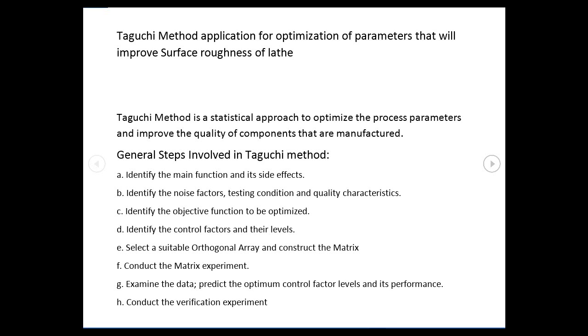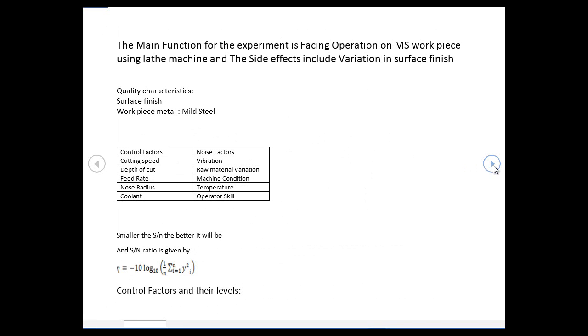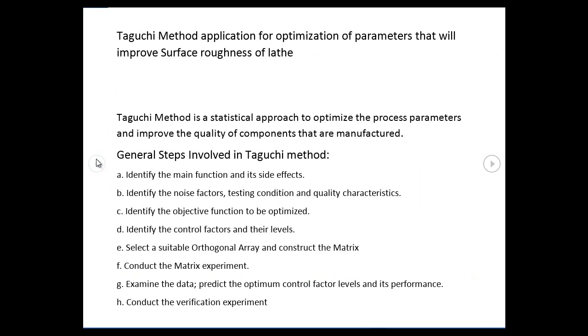So what are the general steps involved in Taguchi method? The general steps involved in Taguchi method is to identify the main function and its side effects. In this case, the main function of this experiment is facing operation on MS workpiece, mild steel workpiece, using lathe machine, and the side effects include variation in surface finish. The next steps involved is to identify the noise factor and test condition and quality characteristics.